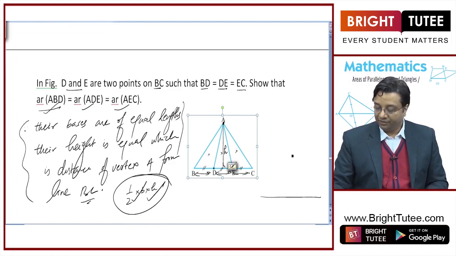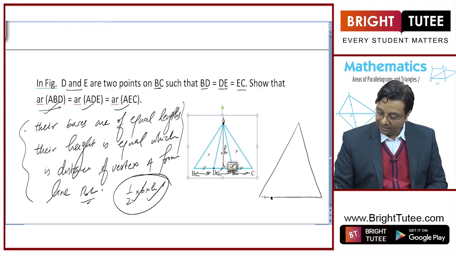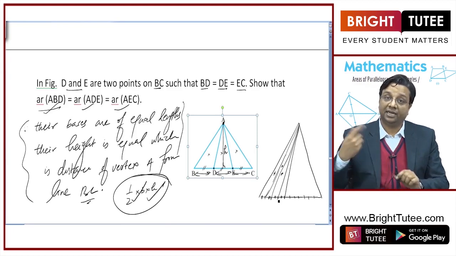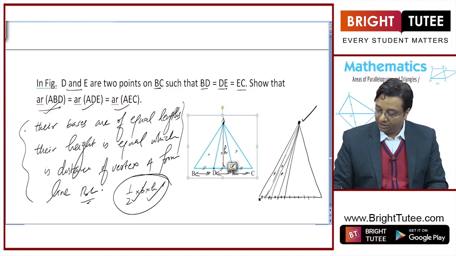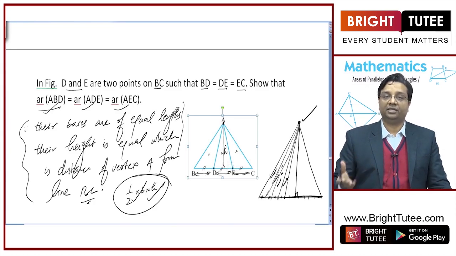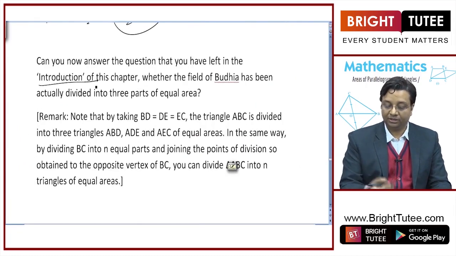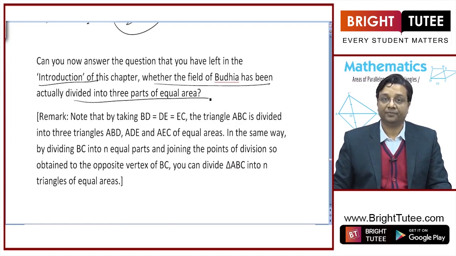For that matter, if you divide this base into, let us say, n equal parts, and then you make these triangles, all of these triangles will have equal areas if these parts are equal, because base lengths are equal, and their height will be nothing but distance of this vertex from this line. This will be height for all of these triangles. So their bases are equal, their heights are equal, hence these areas will be equal. So we can explain the question about the field of Boothia, that it was divided into three equal parts using the same concept. Okay.